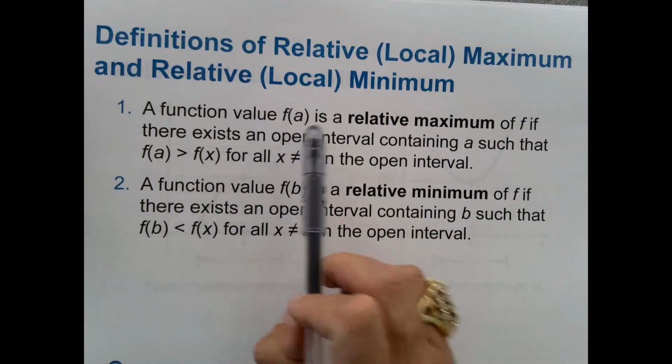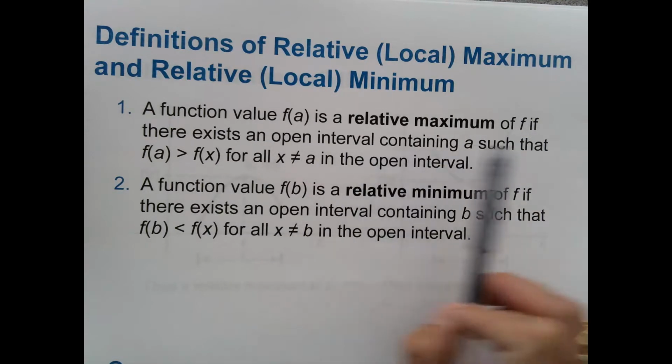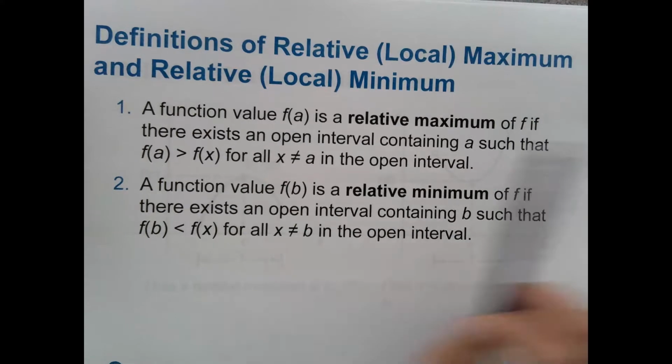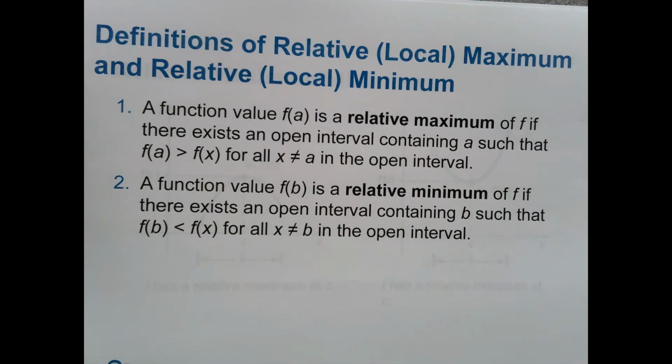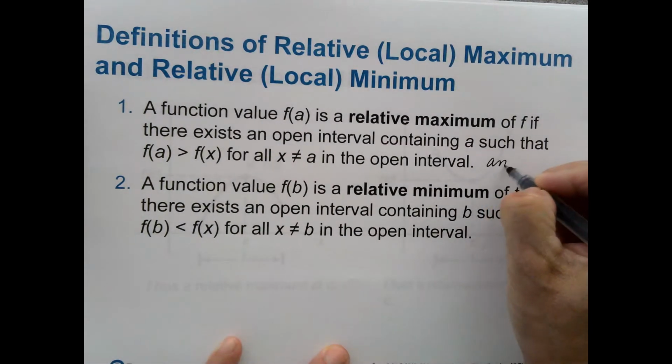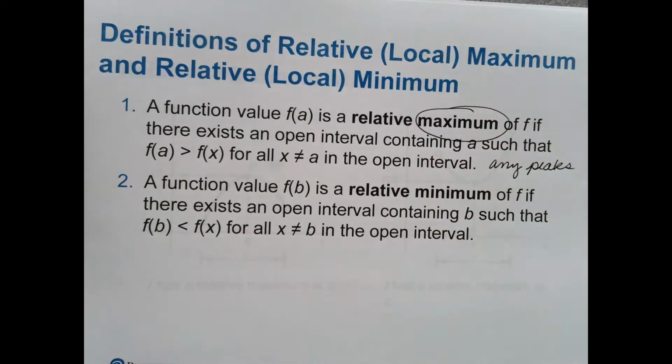A function value, f of a, is called a relative maximum of f if there exists an open interval containing a such that f of a is greater than f of x for all values not equal to a in that open interval. So that's mathematical speak for saying we are looking for any peaks, any high points, because that's what a maximum is. A maximum is a high point. And so when we're looking for relative maxes, we're looking for peaks in a function. We'll look at some pictures here in just a second.